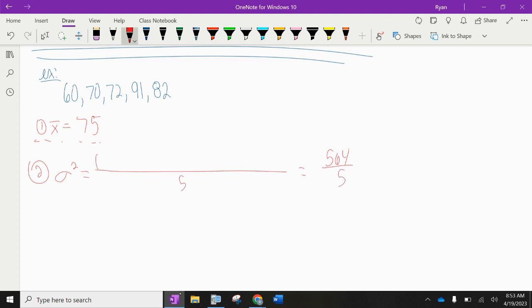Again, what would that look like? It would be 60 minus 75 squared, 70 minus 75 squared, 72 minus 75 squared, 91 minus 75 squared, and 82 minus 75 squared. And again, it could be 75 minus 60 or 60 minus 75. It doesn't matter. I'll either get a negative 15 or a positive 15, but when it gets squared, it gives us the same results.